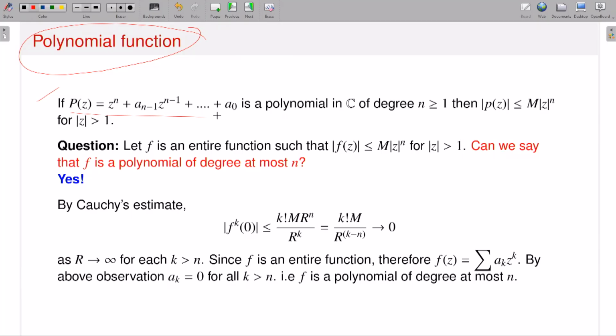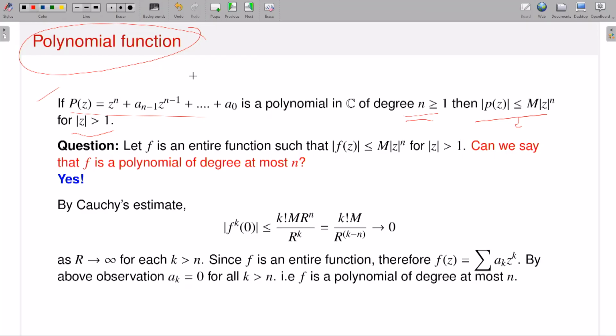So that means it is a naught plus a1 z up to a n minus 1 z to the power n minus 1, plus z to the power n. It's a polynomial of degree n, n is greater than or equal to 1, assume. Then one can easily check that there exists a constant M such that this should be true for mod z greater than 1. You can easily check it. This is a straightforward exercise.